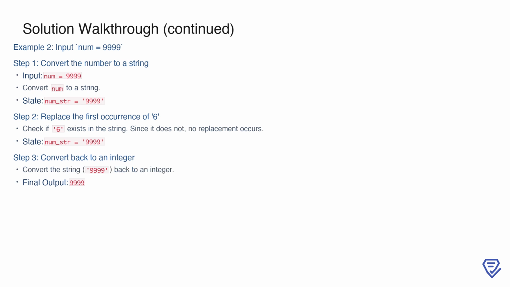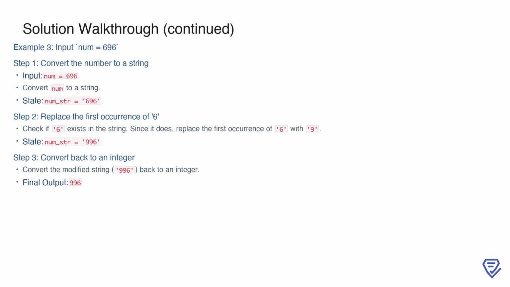Now let's look at the input 9999. As before, the first step is to convert the number into a string, which results in 9999. This step prepares us for digit manipulation. Next, we check if the string contains the digit 6. In this case, it does not, so no replacement occurs. The string remains unchanged as 9999. Finally, we convert the string back into an integer. Since no changes were made, the final output remains 9999.